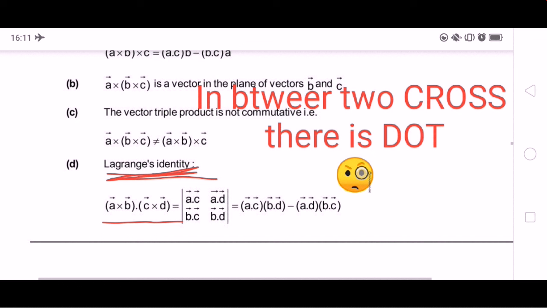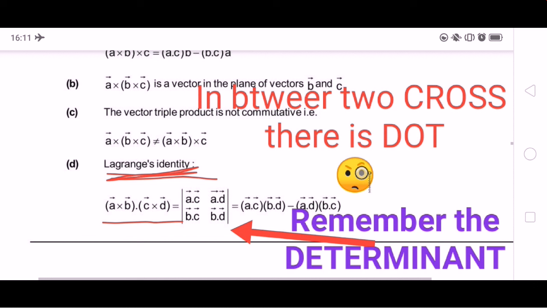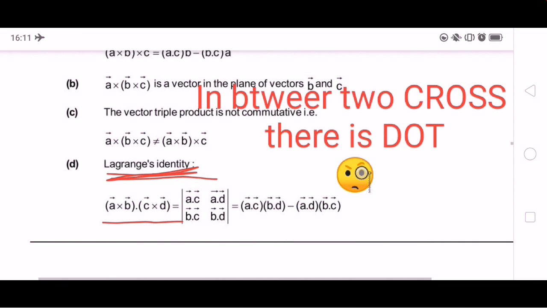Once again I am telling you, A dot C, A dot D, B dot C, B dot D. How to remember, sir? A will go with the C and D, B will go with the C and D. That much is simple to remember. I hope it's clear, right? So remember this formula. This is very important. Clear, guys?